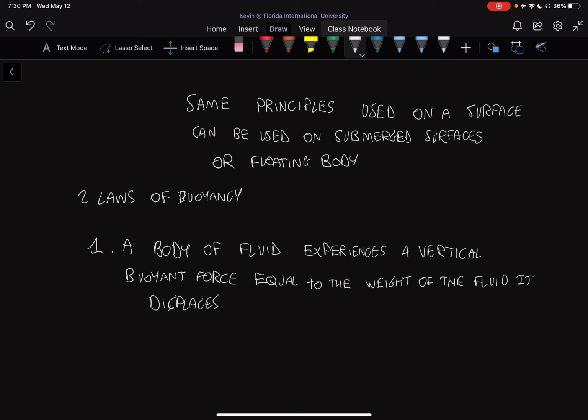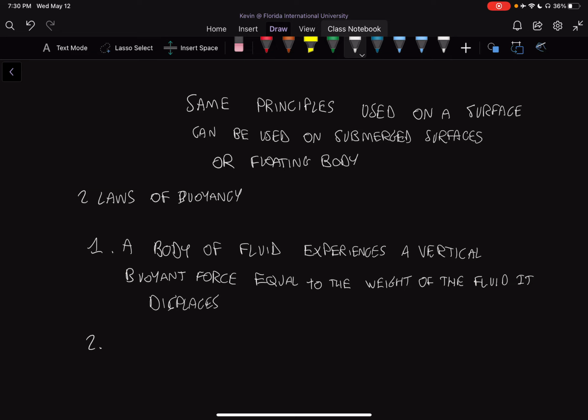So it essentially means that if we have a body, and it doesn't necessarily have to be a body of fluid, but it can be a body of any type, it experiences a force that is equal to the weight of the fluid it displaces. And we're going to look at what that actually means in terms of an image.